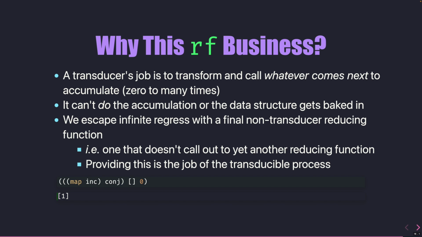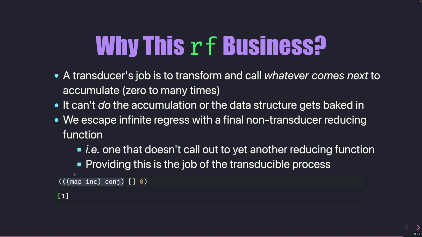And where does it come from? Well, that's the job of what is called the transducible process, which is basically the context in which this is all running. So I want to show you that this is all correct, and then we'll talk a little more about transducible processes. So if you look at this example, we know that map inc is going to return a transducer, right? And we know that a transducer is a function from a reducing function to a reducing function. So that means that we can call it on a reducing function, in this case conj, right? And we get back a reducing function.